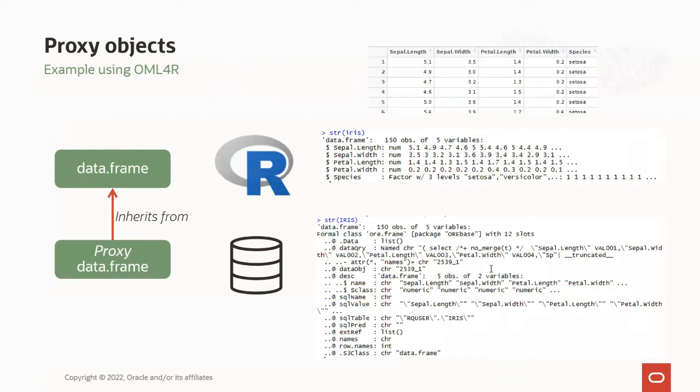So how do we achieve this? OML for R introduces proxy objects that behave as R data frames, but they map to database tables and views. Here we show how the proxy data frame is a subclass of R's data frame class. Note that the structure of the R data frame, which contains the actual data, is really very different from the OML for R proxy object, which contains a query reference to the database table or view. This shows the data query that corresponds to the iris table in the database.